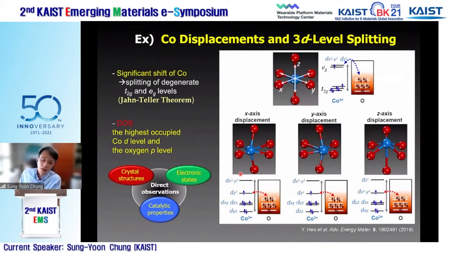So what we need is crystal structure variation as the first step, because such crystal structure variation always results in different electronic states. To control the catalytic property, we need to understand the crystal structure and electronic state at the same time. That's why we need direct observation to understand the variation of the crystal structure in detail.